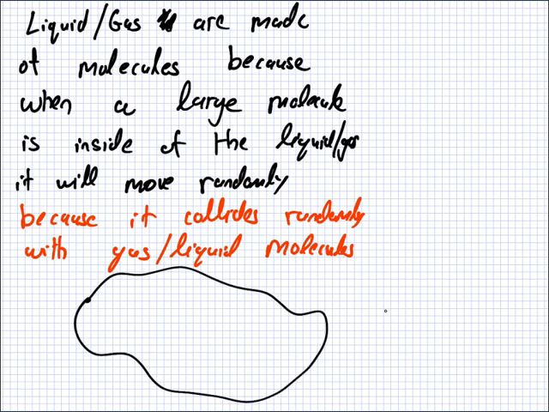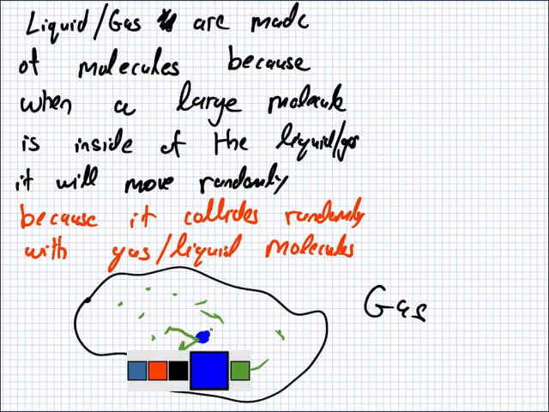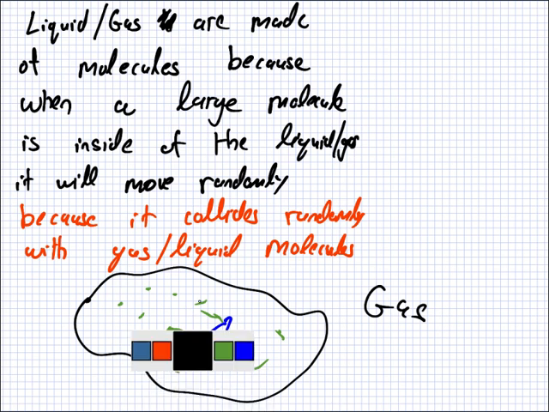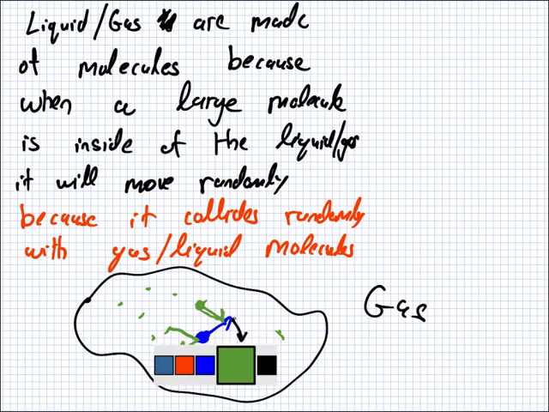So here is your gas, okay, and here is your large molecule. Now, the gas must contain small molecules like this, because what is happening is the small molecule hits the big molecule, and this makes it move, say, this way. And then another small molecule hits the big molecule and would make it move a different way.